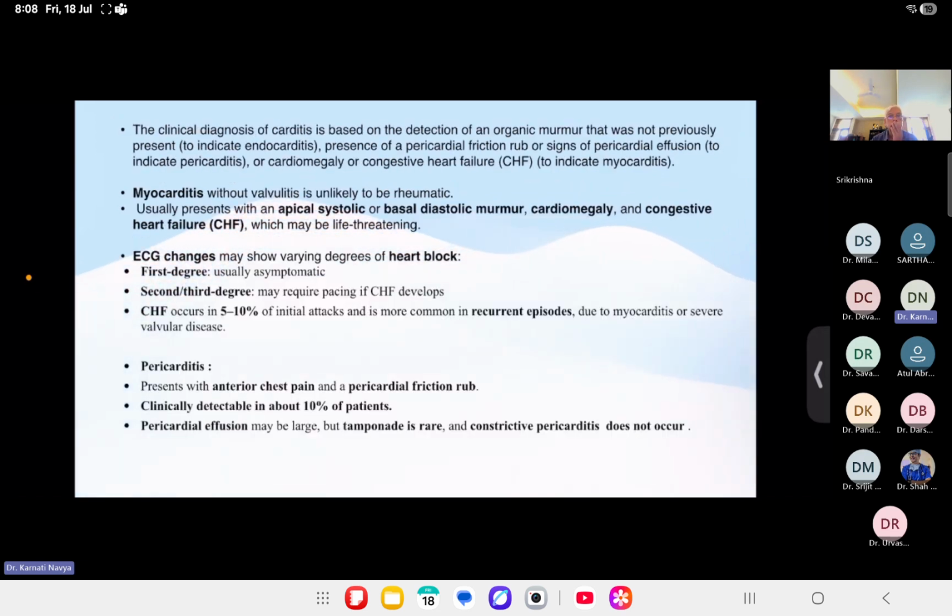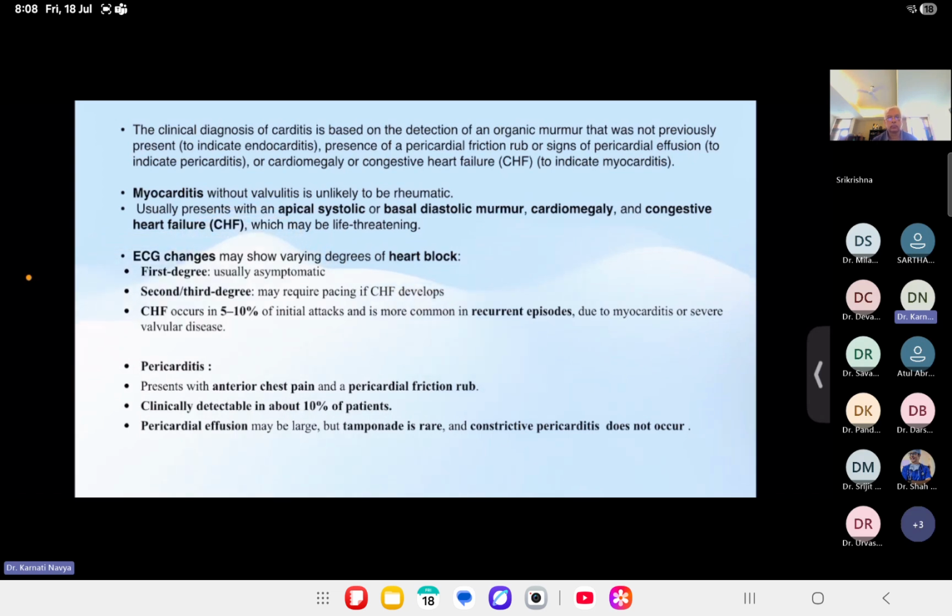The clinical diagnosis of carditis is based on the detection of an organic murmur that was not previously present, which indicates endocarditis, a pericardial friction rub or signs of pericardial effusion to indicate pericarditis, or cardiomegaly or congestive heart failure to indicate myocarditis. Myocarditis without valvulitis is unlikely to be rheumatic. Usually they present with an apical systolic or a basal diastolic murmur, cardiomegaly, and congestive heart failure, which may be life-threatening. ECG sometimes shows varying degrees of heart block. First degree heart block is usually asymptomatic with a prolonged PR interval. Second or third degree heart block may require pacing if congestive heart failure develops.